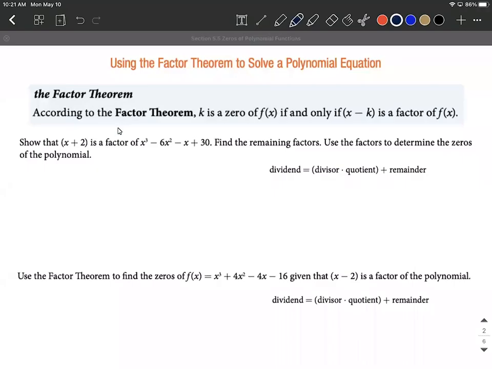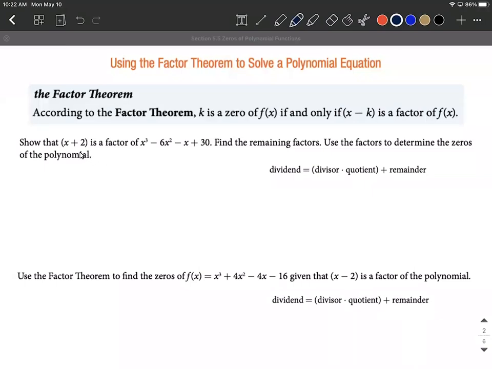Okay, the factor theorem. According to the factor theorem, some number k is a zero, or x-intercept, or root of f of x if and only if x minus k is a factor of f of x. So we're given a divisor here, x plus 2. We want to show that this is actually a factor of this function, x cubed minus 6x squared minus x plus 30. And then after that, we're going to factor this completely, find all the remaining factors, and use these factors to pick out zeros of this polynomial.